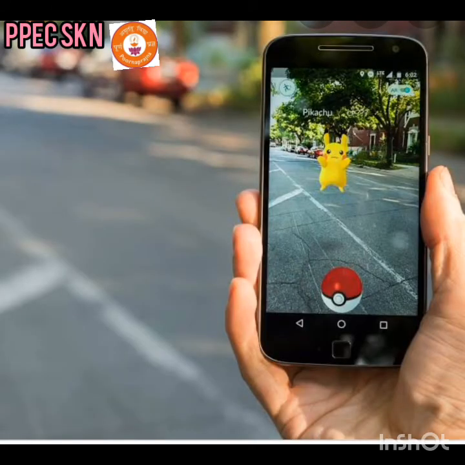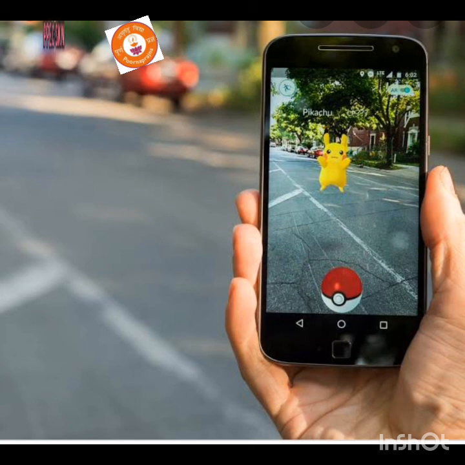Hope you all understood about augmented reality and the difference between augmented reality and virtual reality. This is only the introduction part. In the next video, we will discuss how to use augmented reality in our smartphone.